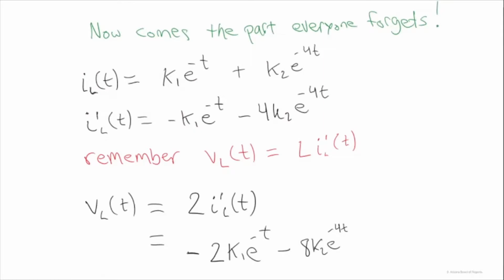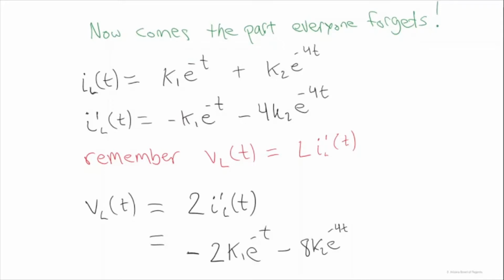Now we have one equation, but we need two. How do we get our second equation? This is the hardest part and the part that everyone forgets. When you get to this point, you want to do the same thing every time, and that is this. Take the derivative of the function you have. You will see why in a minute.